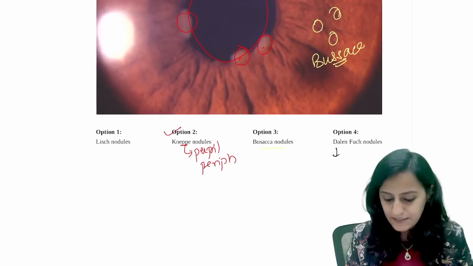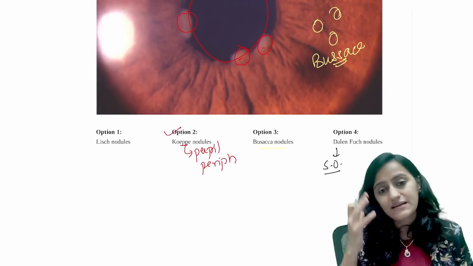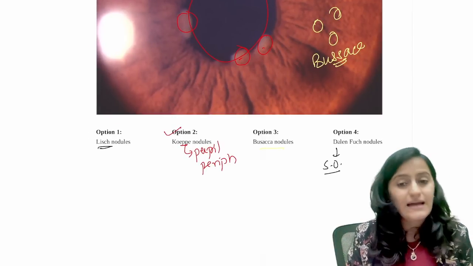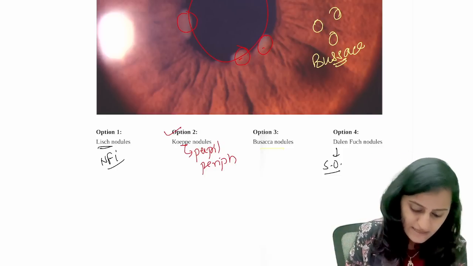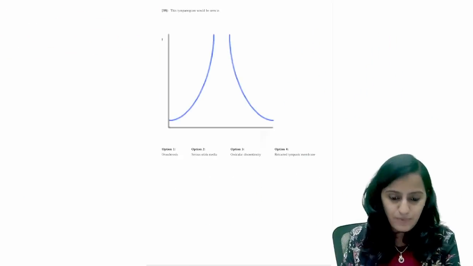Dalen-Fuchs nodules are seen in sympathetic ophthalmitis, right? They are seen in the retina, the fundus. And you have Lisch nodules which are seen in NF1. Okay, Lisch nodules which are seen in neurofibromatosis type 1.